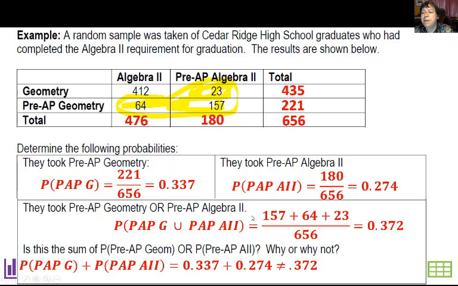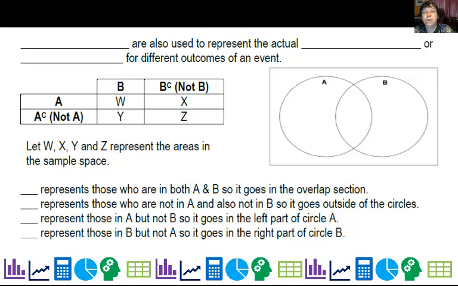So the main point of this problem right here is to show you that you have to subtract out the overlap. That's why the probability of A or B equals the probability of A plus the probability of B minus that overlap, which is the probability of A and B at the same time. So we can also use Venn diagrams to represent the actual frequencies or probabilities for different outcomes of an event.